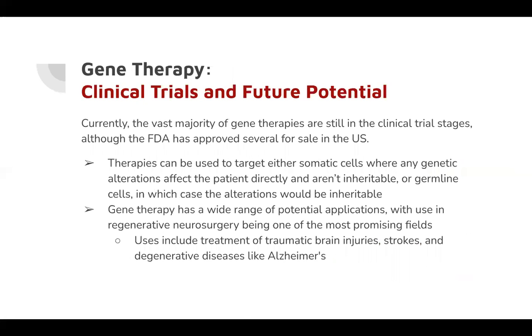Right now, almost all gene therapies are still in the clinical trial stages, although the US FDA has approved about 24 for sale in the US. Therapies can be used to target either somatic cells, which are non-sex cells, where any genetic alterations affect only the patient and aren't inheritable, or germline cells, which are sex cells, in which case the alterations are inheritable to all future generations. Gene therapy has a wide range of potential applications, including use in regenerative neurosurgery, which would allow for treatment of strokes, traumatic brain injuries, and diseases such as Alzheimer's. Right now, several clinical trials are also underway for the treatment of Parkinson's with promising early results. And the vast majority of gene therapy clinical trials right now are for the treatment of cancer, about 66%.